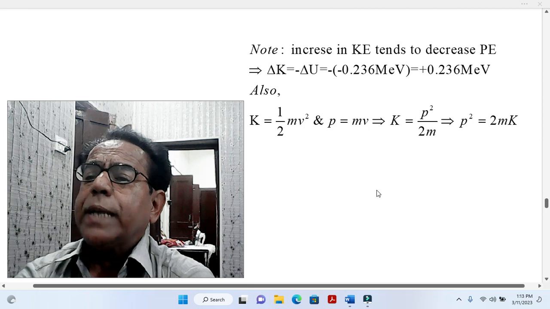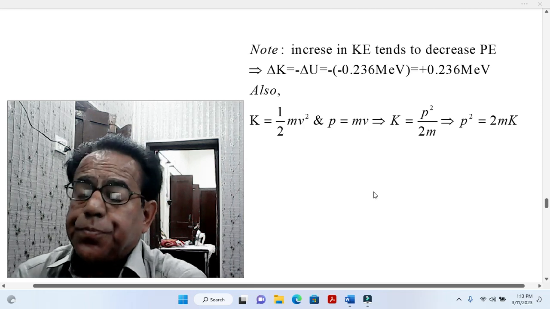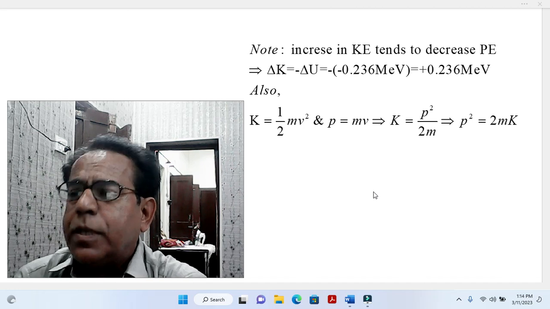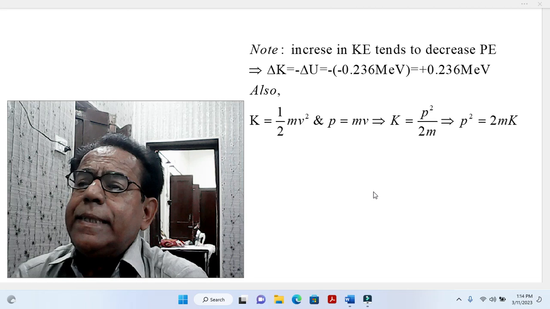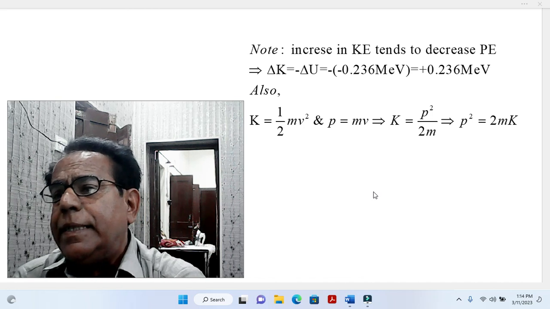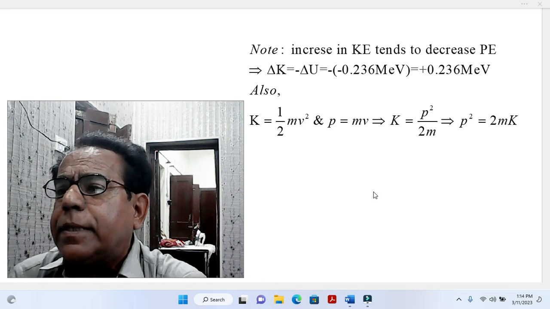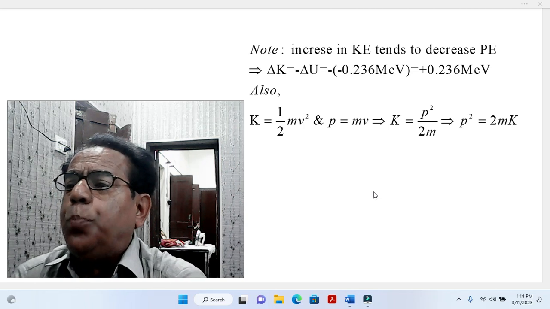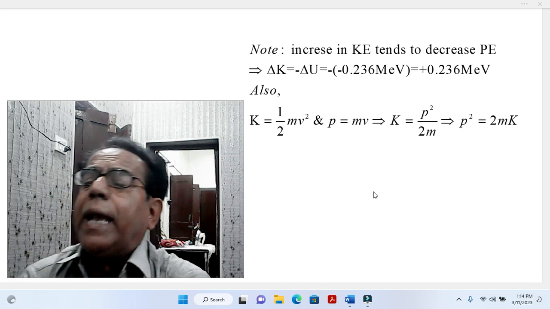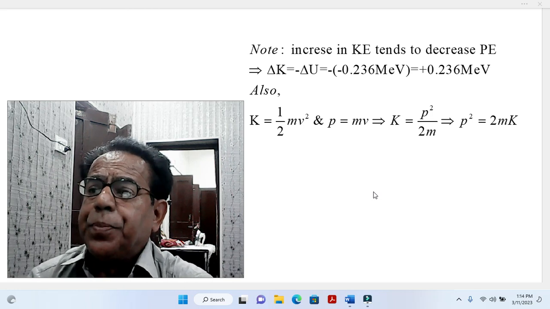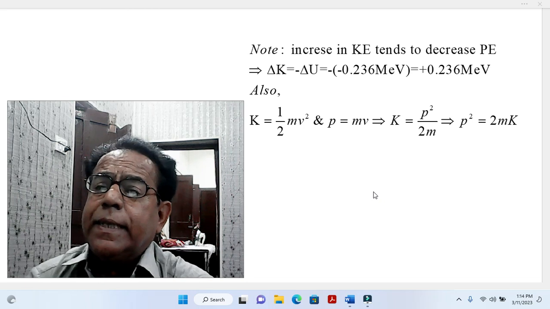Now we move to the next part of this problem. Note, increase in kinetic energy tends to decrease potential energy. As we have already mentioned, this implies that change in kinetic energy is equal to minus change in potential energy, which is equal to minus (minus 0.236 million electron volt), which is equal to plus 0.236 million electron volt.